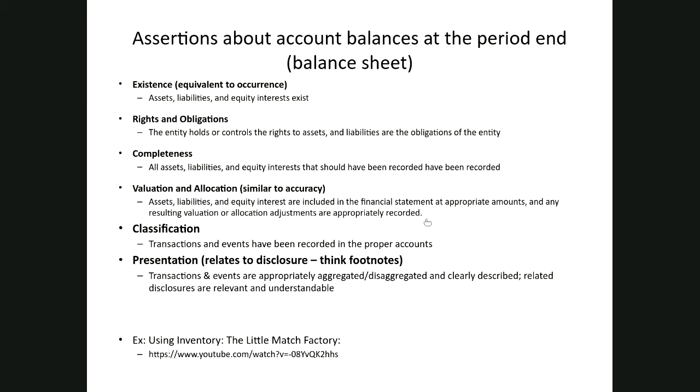Valuation and allocation is our next assertion, where existence and completeness are more about the quantity being recorded. Like for inventory, was that quantity recorded? Valuation is really about the dollar value recorded. Is the dollar value recorded correct? So for instance, is that inventory recorded at lower of cost or market like it's supposed to be? If market value has fallen under cost, we should have some kind of reserve for that. Those are the types of things you want to consider for valuation.